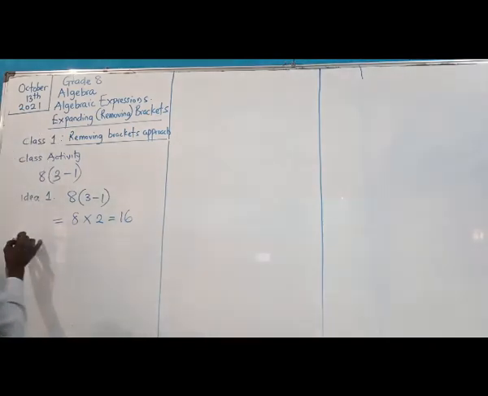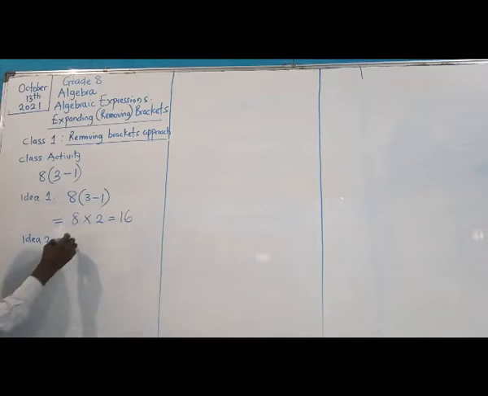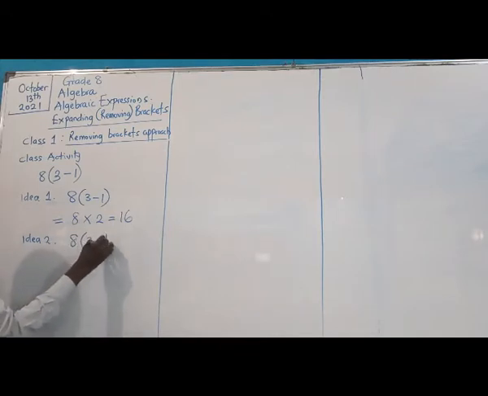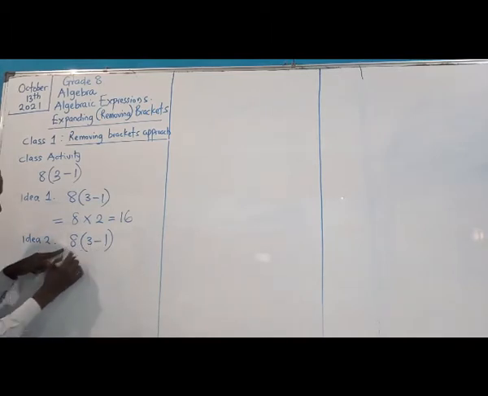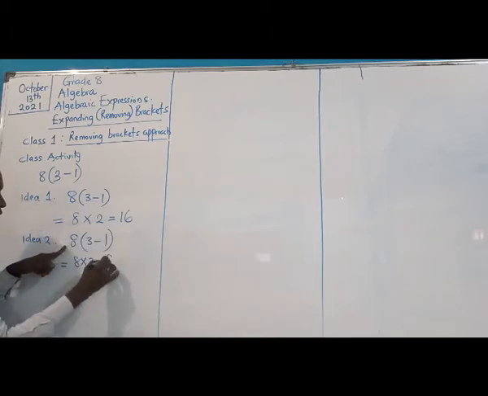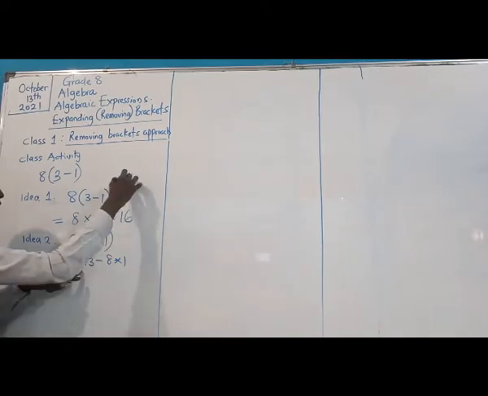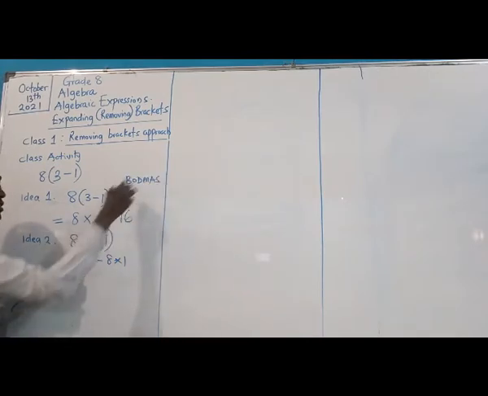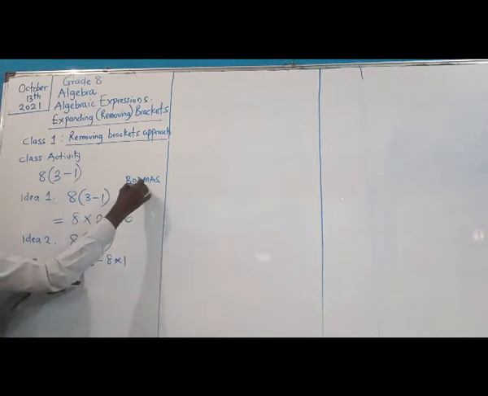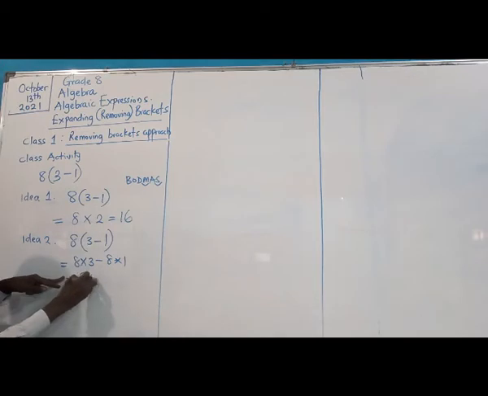So let's look at idea number 2. For idea number 2, we could take 8 into 3 minus 1 to mean open up the bracket. This 8 will multiply this 3 first, and this 8 will multiply the 1 with the minus. From your knowledge of BODMAS, I'll just write that on the board to keep us on track. You discover that I will have to do multiplication before I do subtraction. So this will be 24 minus what? 8.